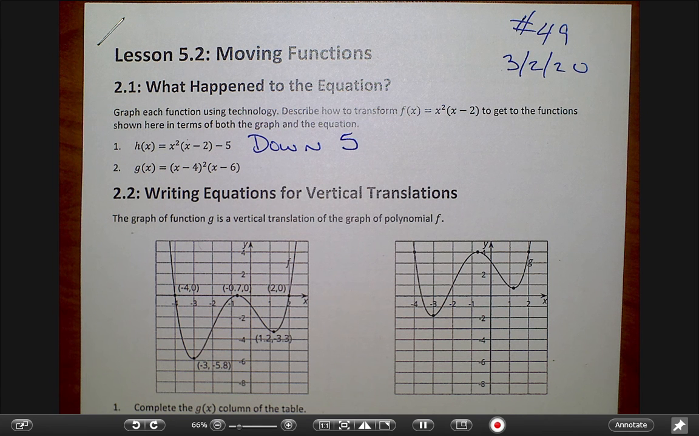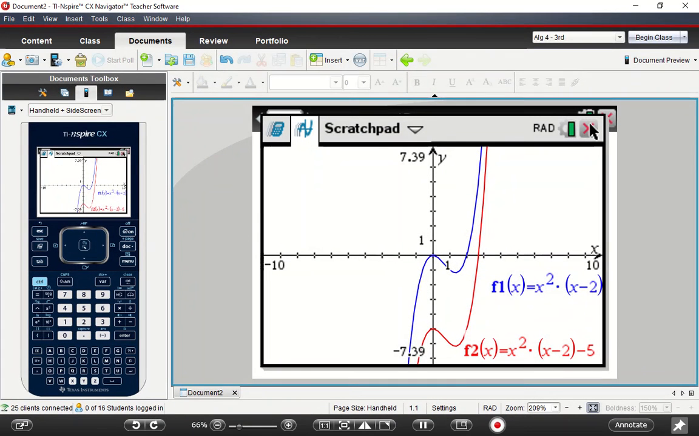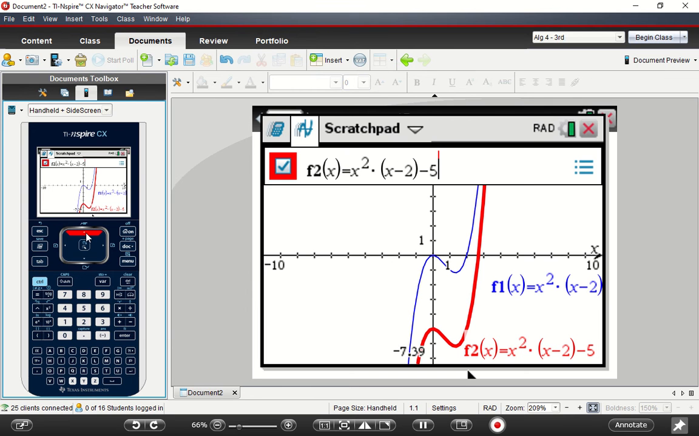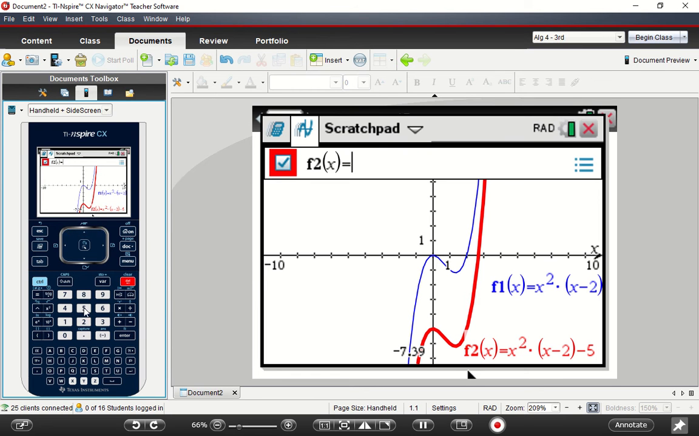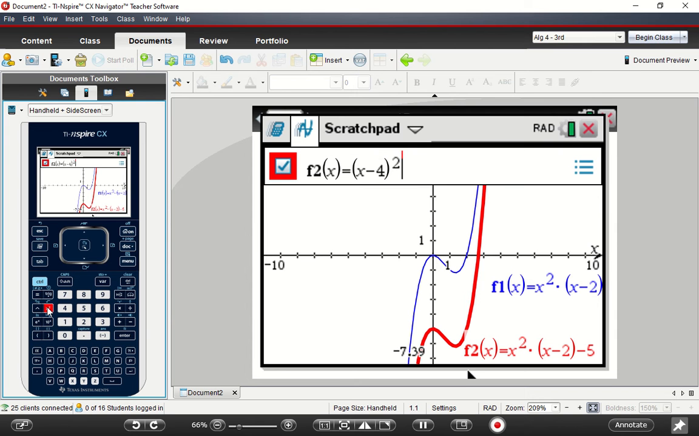Now let's go back, and my original one is blue, so f1, so I'm going to change f2. Tab, arrow up. So I'm clearing this one. x minus 4, close, squared, parentheses, x minus 6. All right. So here's my next one.